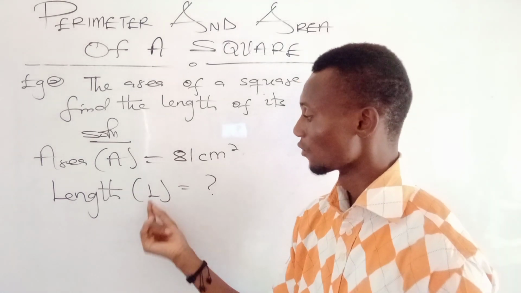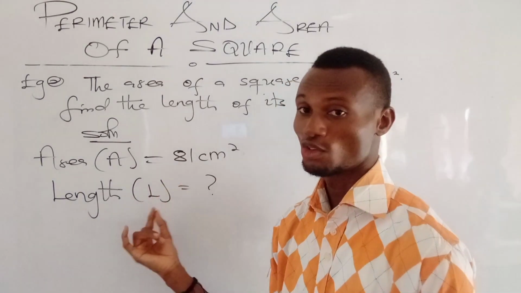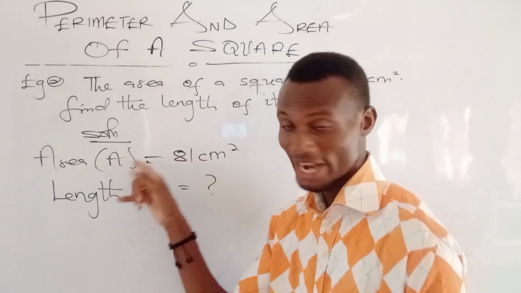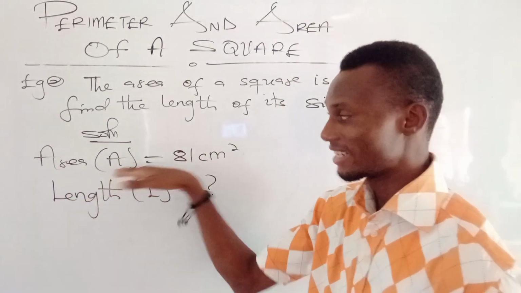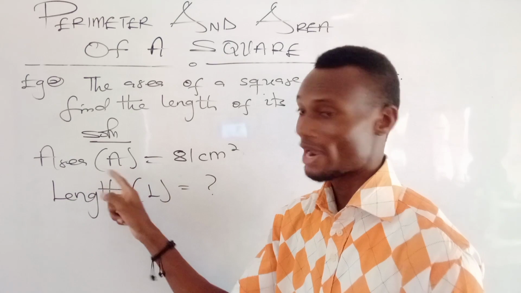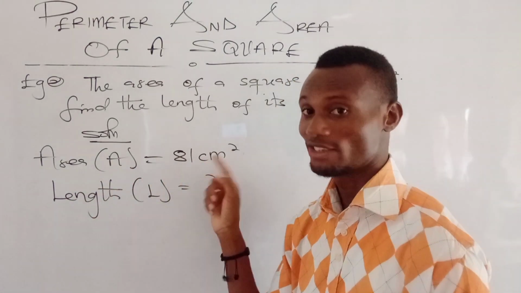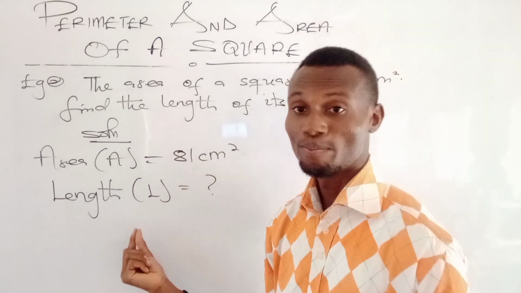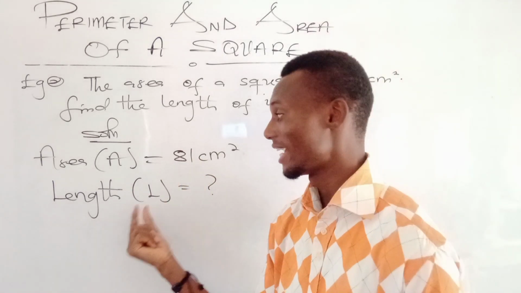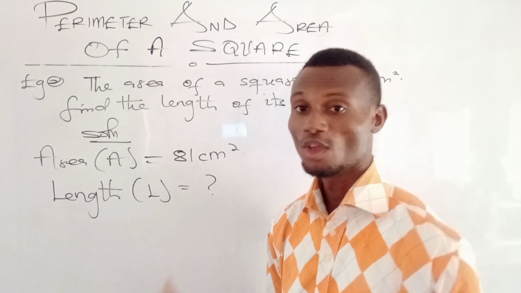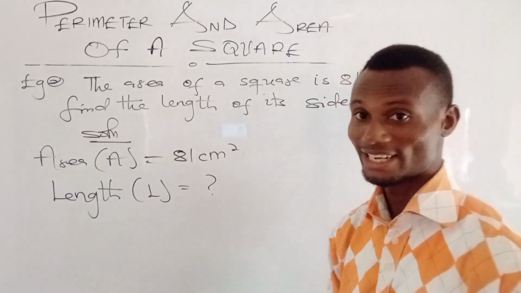Now the only thing given for us to go and find the length from is the area. You can see the only thing given in the question here is the area. We have been given the area to be equal to 81 centimeters squared. So the only place we can go and find the length from is the area. I hope the explanation is clear enough.